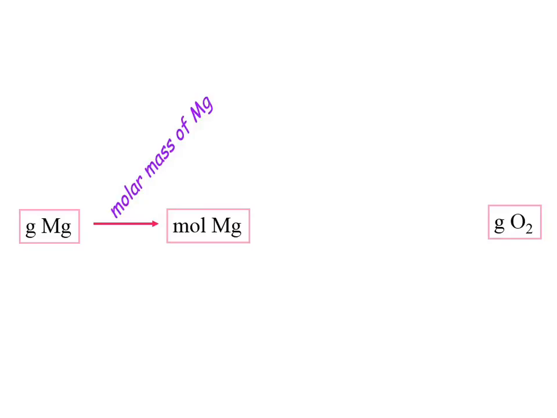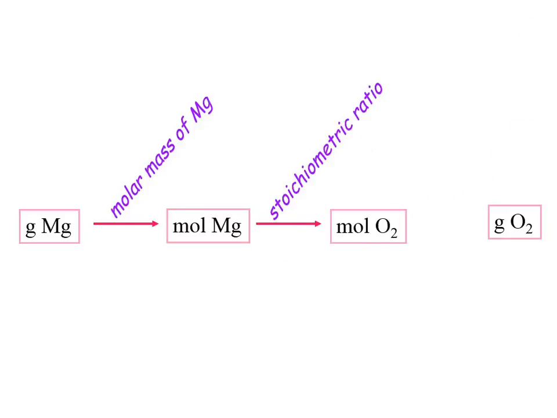Then once we have moles of magnesium, we can go to moles of oxygen using the stoichiometric ratio, just like we've been doing. So there was something on the front end, and then this is the middle part, something like you're going to do for your homework, moles to moles. And then there's something on the tail end because you're going to be left with moles of oxygen, and you want grams of oxygen. So it's another molar mass problem at the end. Okay? So we can get from moles of oxygen to grams of oxygen using oxygen's molar mass.